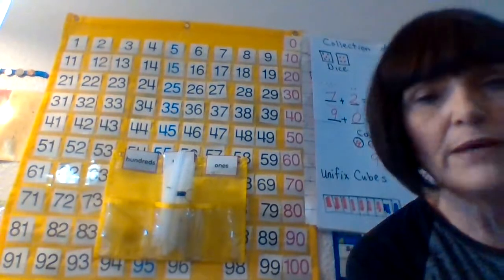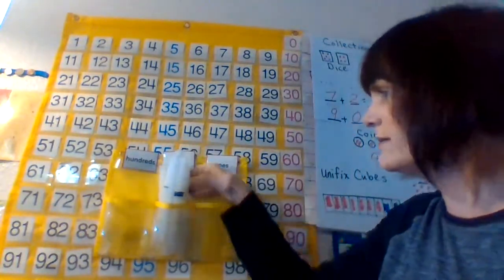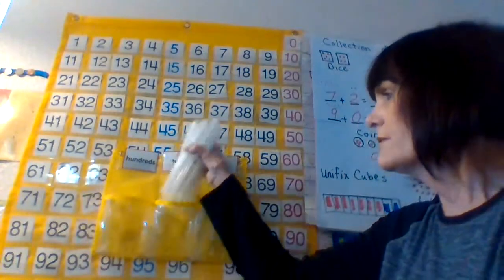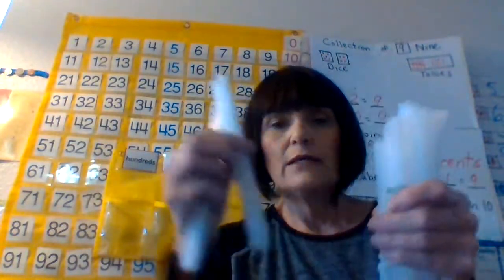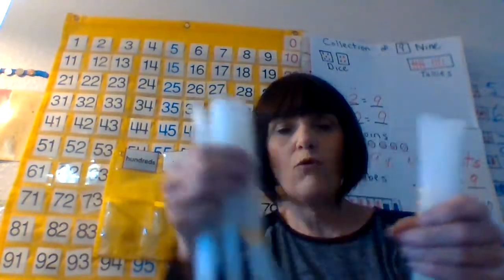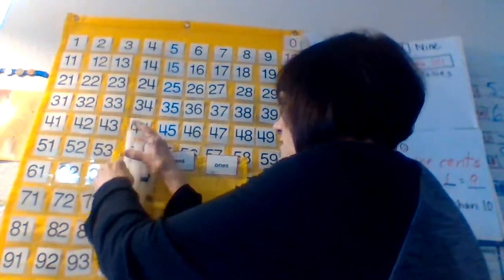All right, when you get enough bundles in the tens position, what can you do with them? Well, let's see. I'm going to see if I have enough. 1, 2, 3, 4, 5, 6, 7, 8, 9, 10. I have a big bundle of 10 bundles. So let's see if I have enough to equal 100. 10, 20, 30, 40, 50, 60, 70, 80, 90, 100. So I would move those all the way over to the 100s position.